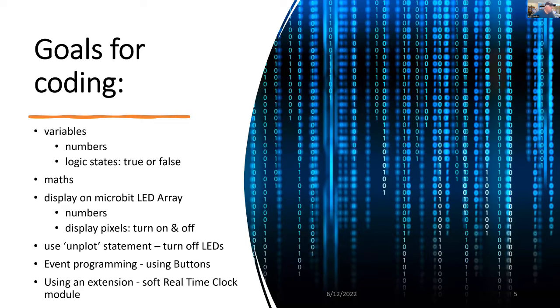So the goals for coding: we'll learn how to use numbers and logic. We'll use maths, and we'll be using the microbit LED array, both with numbers and also addressing the individual pixels and using the unplot statement to do that. And we can change the timing parameters with microbit's buttons, A and B, and that leads us to event programming. And we'll be using an extension called a software real-time clock.